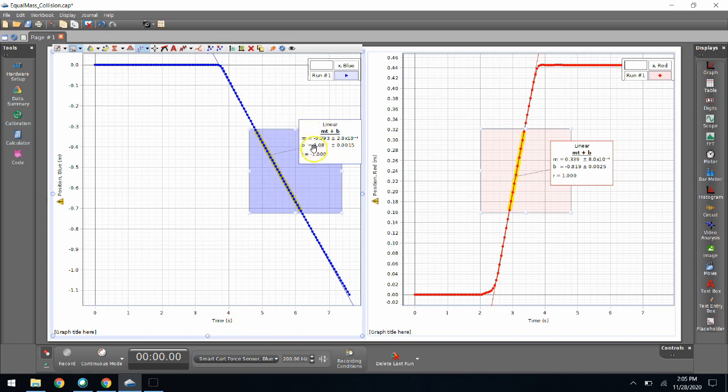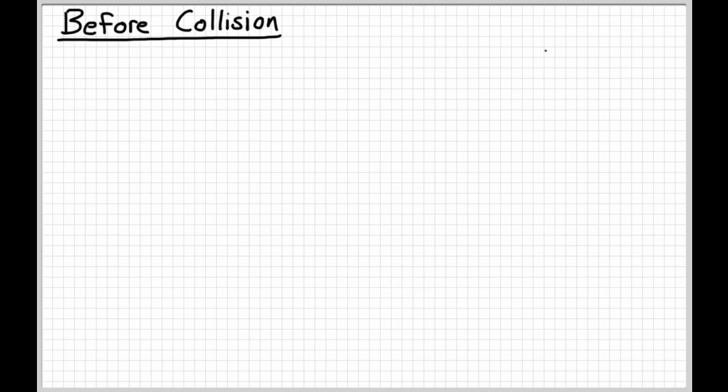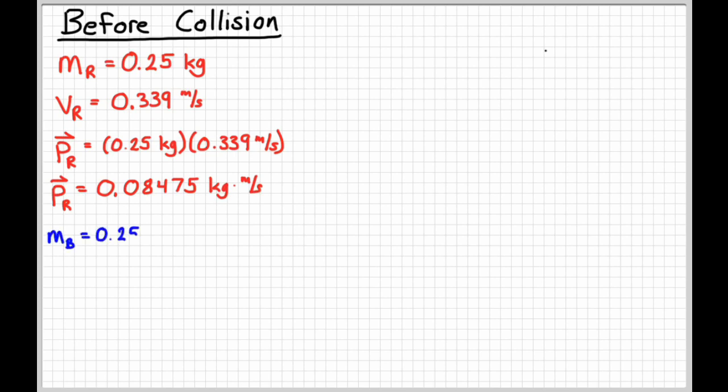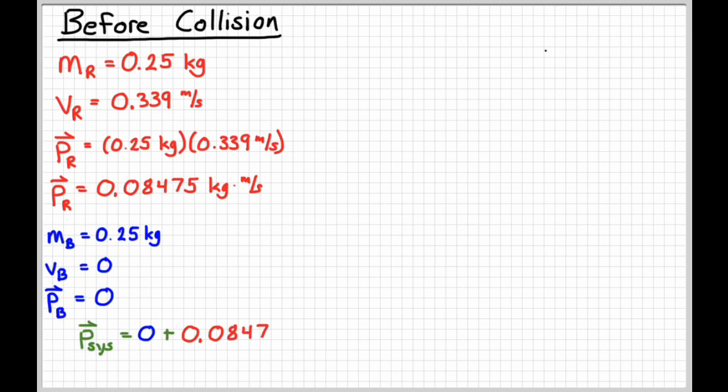Now let's see if we can determine the momentum of the system and if it changed during the collision, and see if the momentum was conserved in that collision. So before the collision, the red cart's mass was 0.25 kilograms. It was moving at 0.339 meters per second. If we multiply those together, we get the momentum of the red cart, and we get about 0.085 kilogram meters per second, give or take. The blue cart, since it was not moving, would not have any momentum. Keep it simple. And that means the momentum of the system would be 0 plus 0.085, so about 0.085 kilogram meters per second.